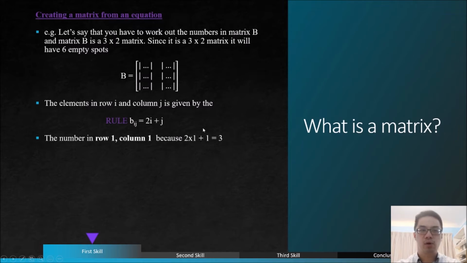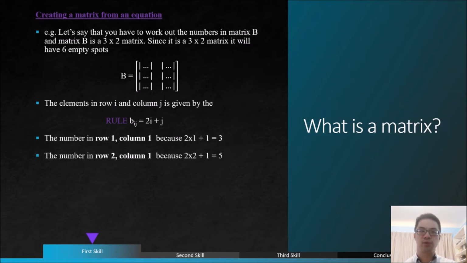Now the number in row 1, column 1 would be 3 because row 1 means i is 1, column 1 means j is 1. So we replace the i and the j in the rule with 1 for i and 1 for j, and we work it out, and that gives you 3. And then we just repeat this for every single other element.